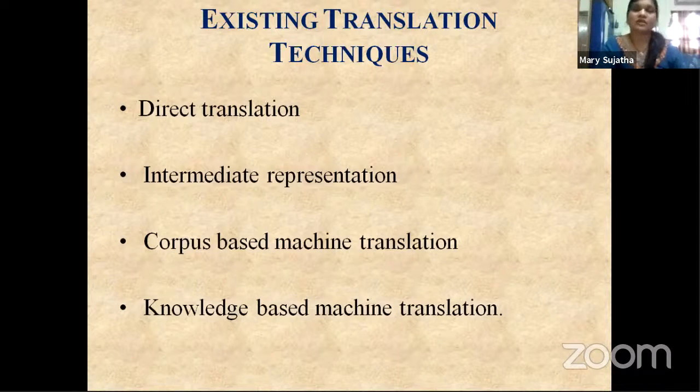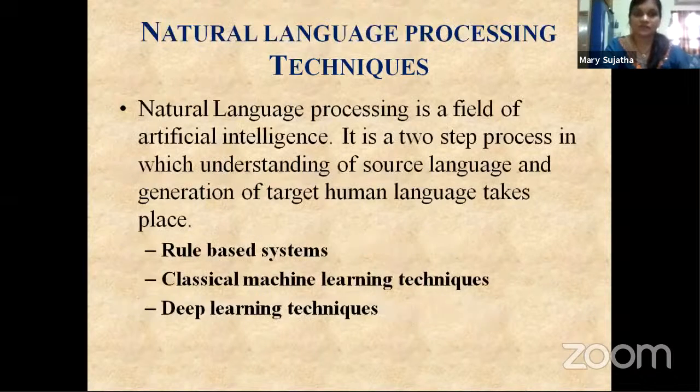Apart from these techniques, we have many other techniques also, but this is the basic classification which was given. Based on this basic classification, existing natural language processing techniques which are related to artificial intelligence are mainly classified into three types: rule-based systems, classical machine learning techniques, and deep learning techniques.